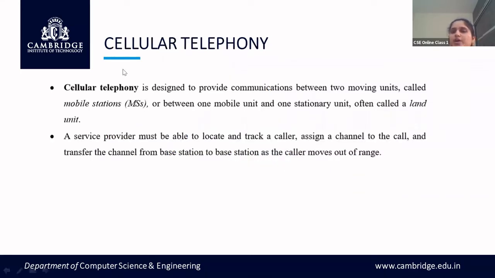This is used to provide communication between two moving units. Here the moving units are called mobile stations, and you have one stationary or fixed unit called the land unit, or fixed unit. A service provider must be able to locate and track the caller. So these are the steps. Whenever you get a call, what happens behind the scenes? A service provider will be able to locate and track who has called that particular number, and based upon that he has to find a channel which is free for communication.